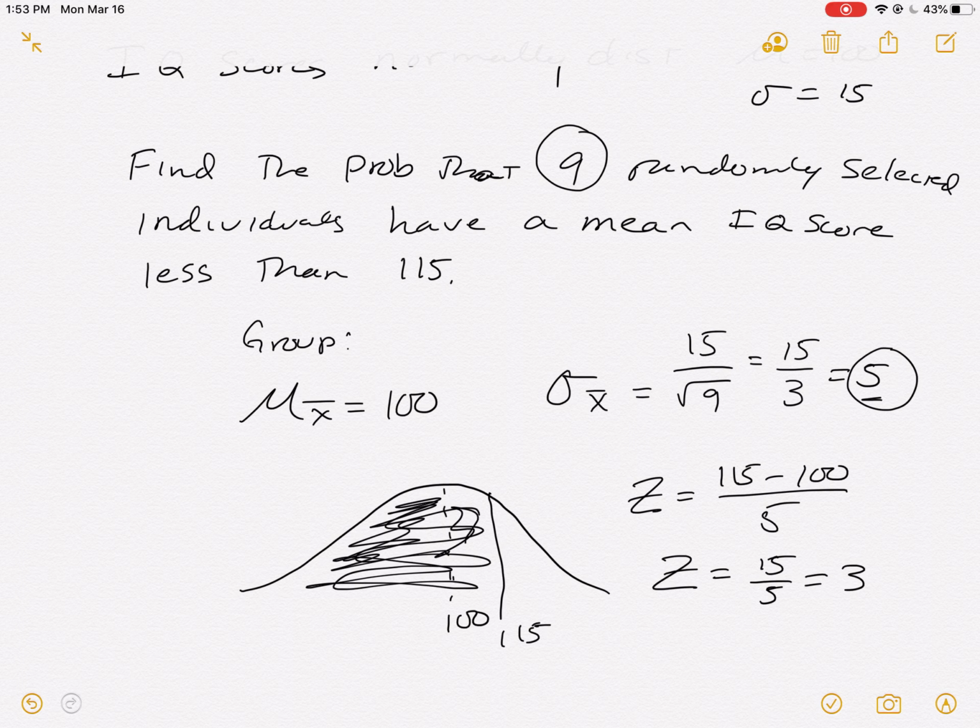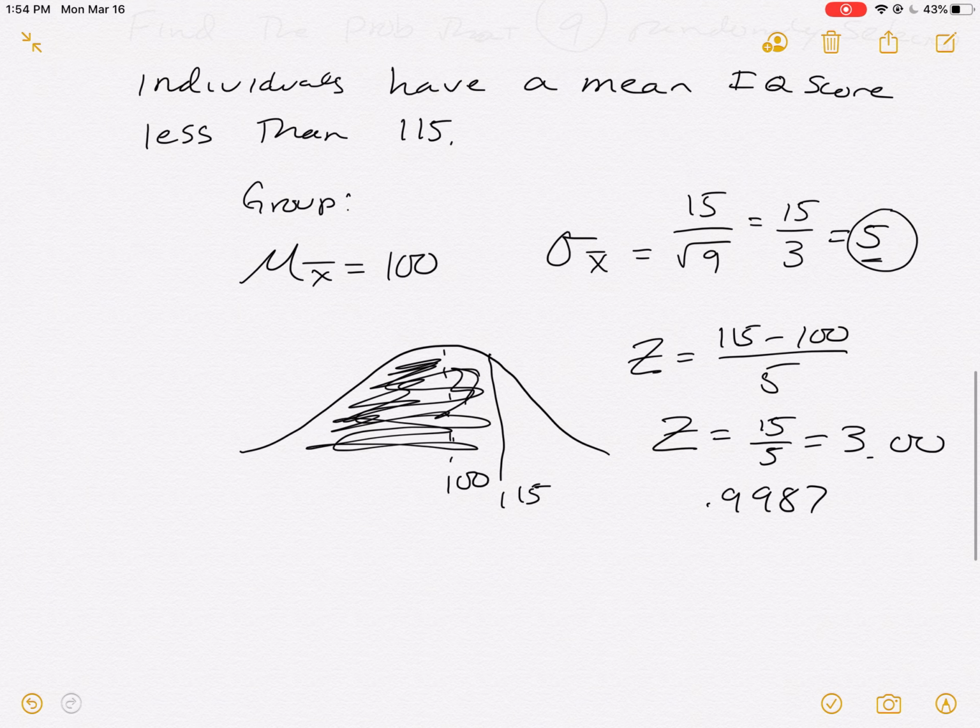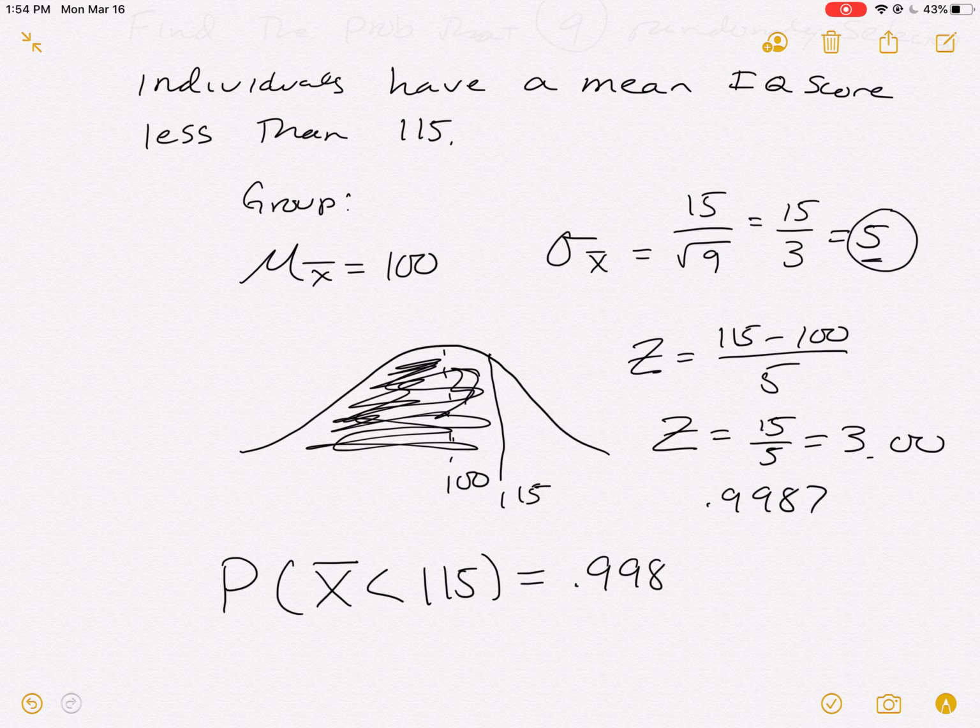We'll look up 3.00, reminding ourselves that it's on the outside of the chart. And when I look up 3.00, I get 0.9987. Well, as you remember, that's the area to the left, and that's exactly what I want. So notation-wise, they would write it like this. The probability that the group's average is less than 115 is equal to 0.9987. There's no need to subtract it from 1 because I wanted area to the left, and this chart gave me area to the left.